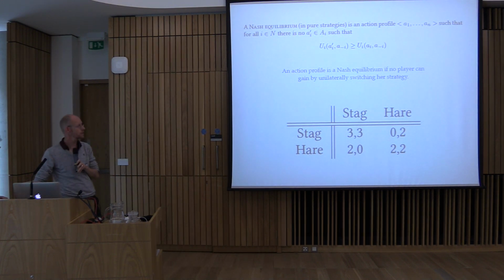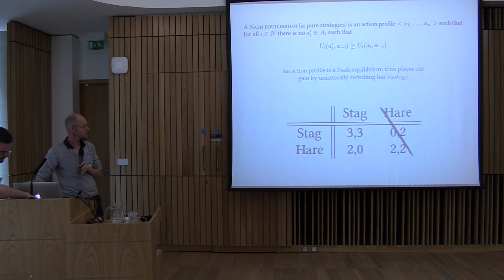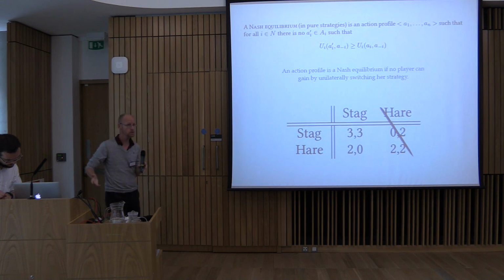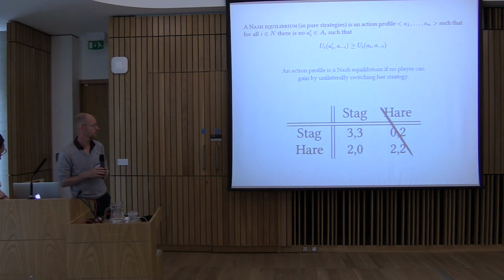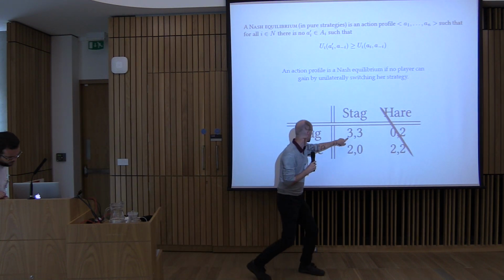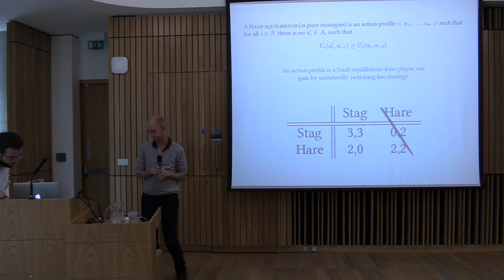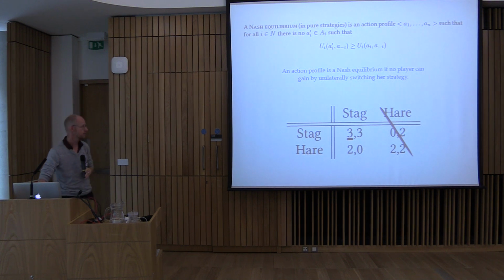Well, let's do it in the same way as we did before. So suppose that column player plays stack. What should row player do? Well, what should you compare? Well, this number and this number. So of course you should go for stack, right? Indeed, you go for stack.